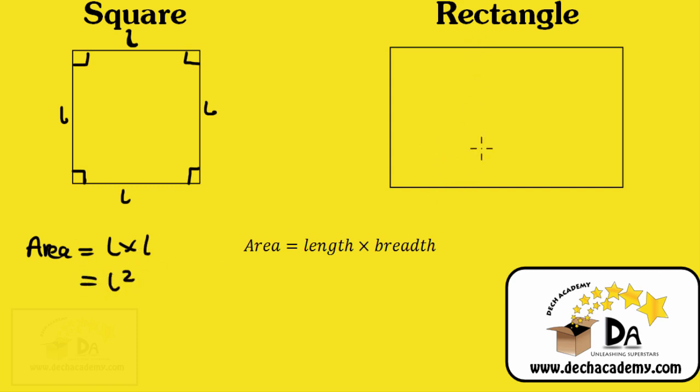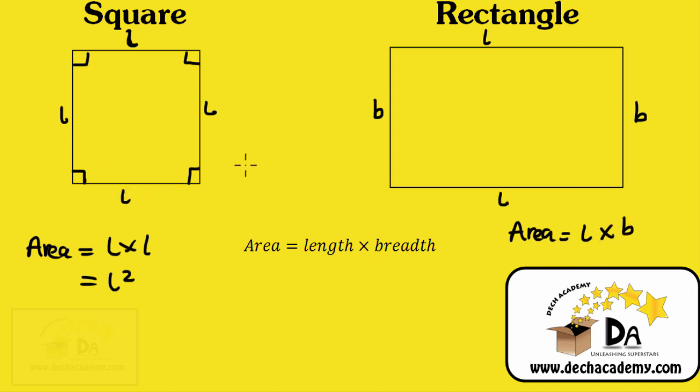For a rectangle, I'll label this side with L. The opposite sides have equal lengths. This side has a length of, let's take it as B. Opposite sides have equal length, so this side also has a length of B. The area of the rectangle in this case is going to be equal to the length times the breadth. So this is simple stuff. I could have chucked in numbers.